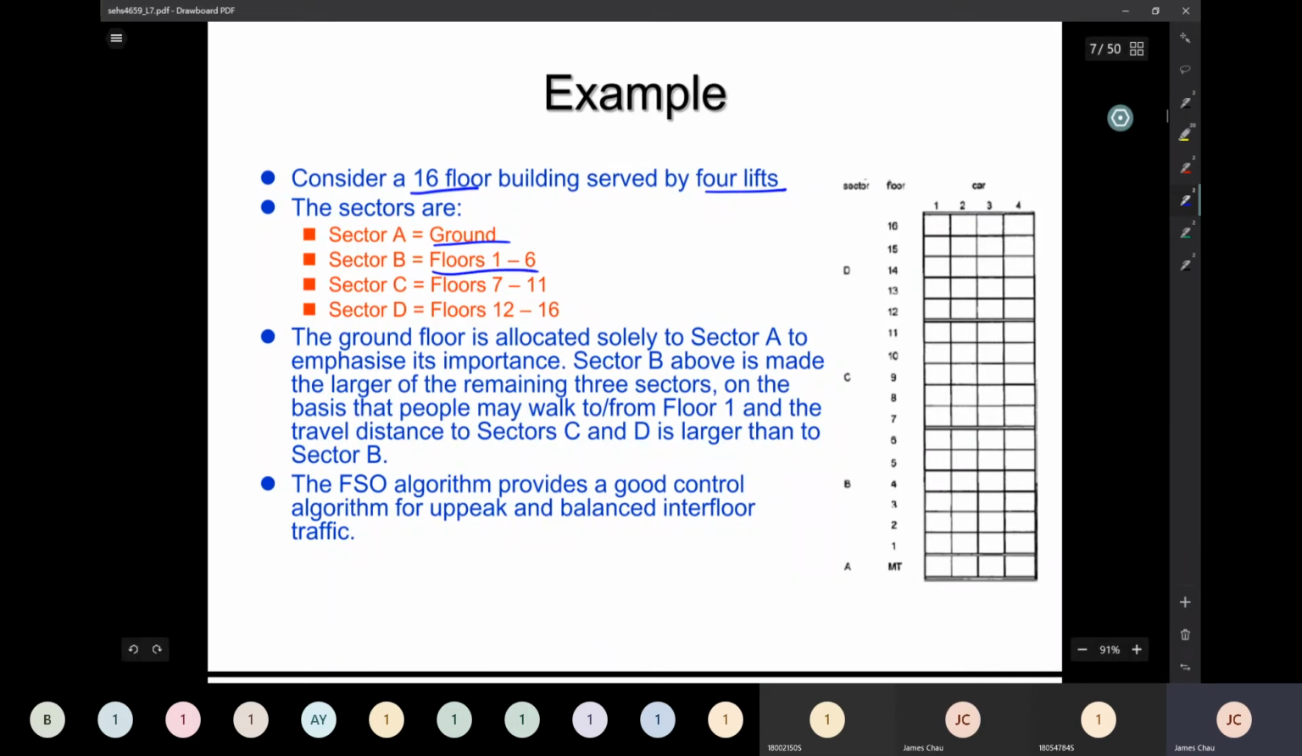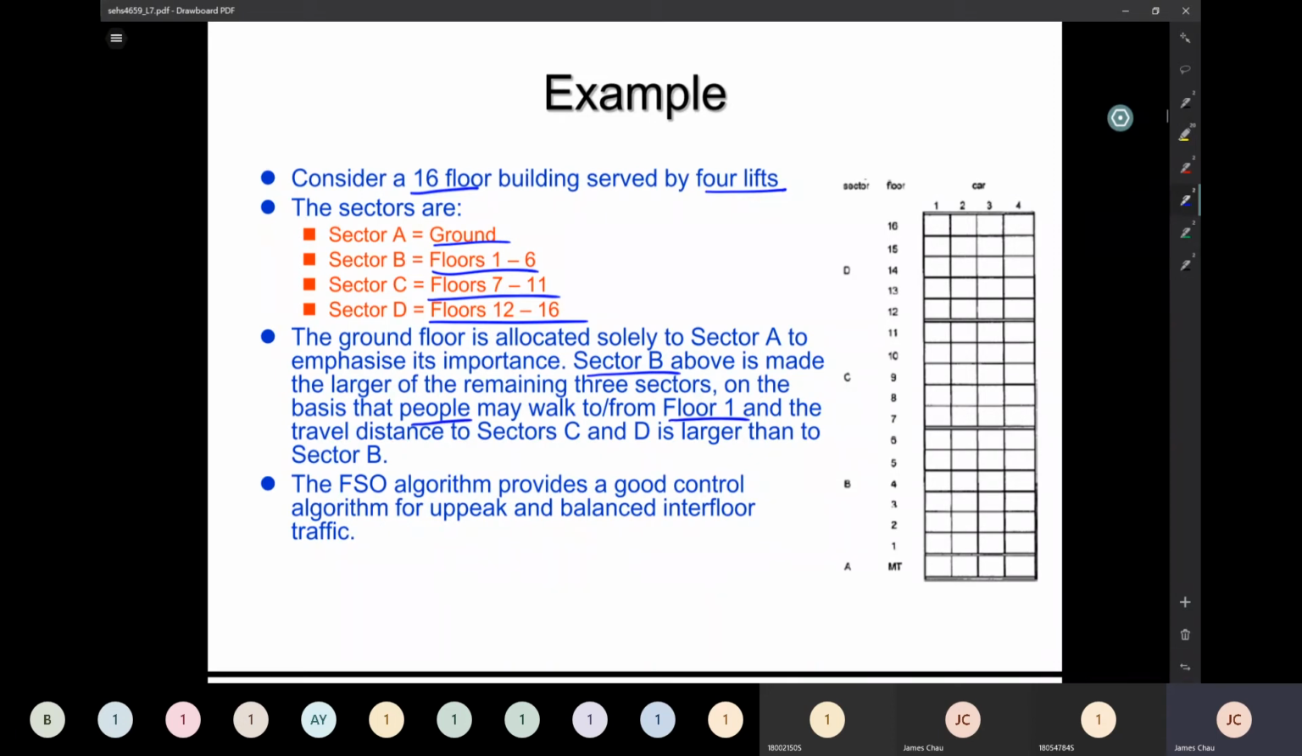Sector B occupies the first floor to 6th floor. Sector C occupies the 7th floor to 11th floor. Sector D occupies the 12th floor to 16th floor. Now the number of floors for sector B is slightly larger than the others because we make an assumption that people may walk to or from floor 1, the first floor, because it is a short distance to the main terminal. Therefore, the passenger may prefer to walk, come up the stair or come down the stair without taking the lift.